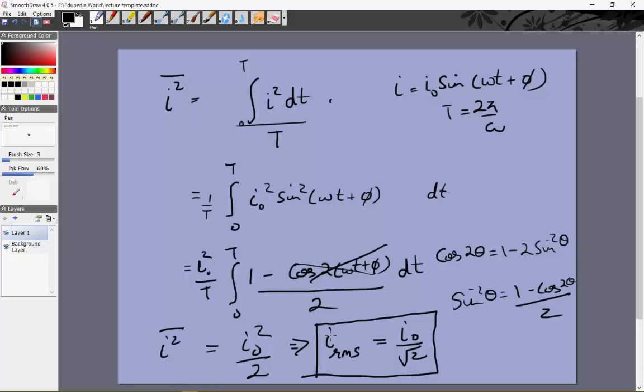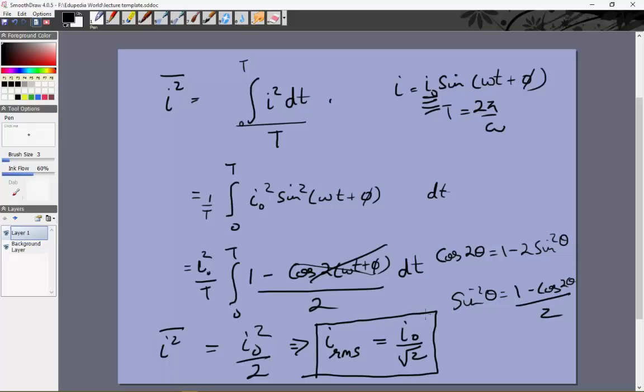We would like to have a value of the current which quantifies the value of this I naught sine omega t plus phi. The greater that value is, the greater the variation in current is. One thing could have been, we could have just taken I naught, but for reasons that will be clear in a second, we generally take IRMS, which is I naught by root 2.